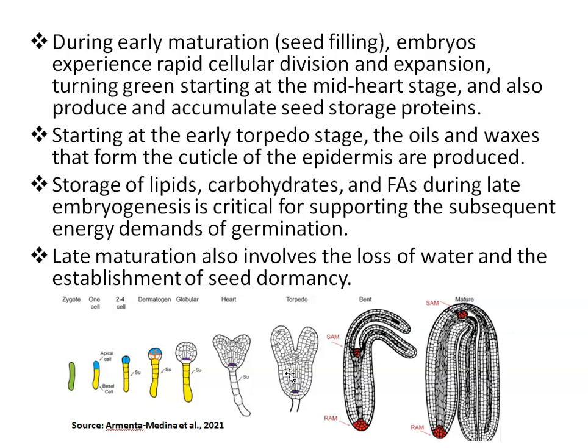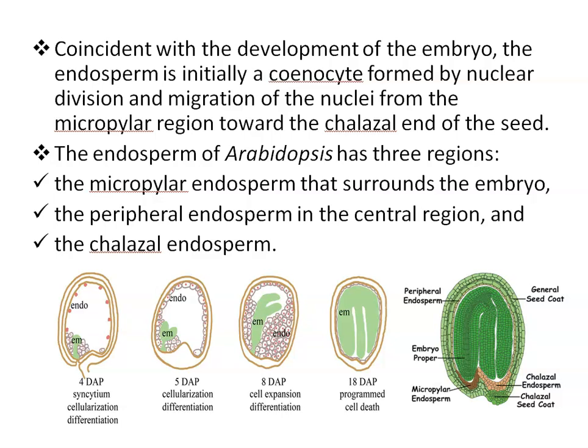Storage of lipids, carbohydrates, and fatty acids during late embryogenesis is critical for supporting the subsequent energy demand of germination. So late maturation also involves the loss of water, meaning desiccation, and establishment of seed dormancy. Coincident with the development of the embryo, the endosperm is developed.